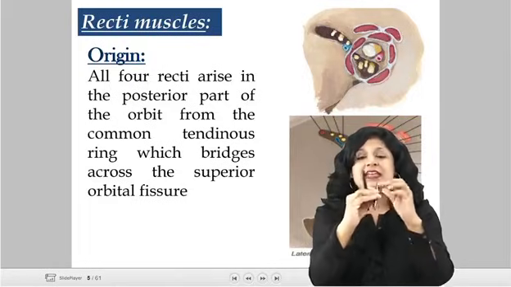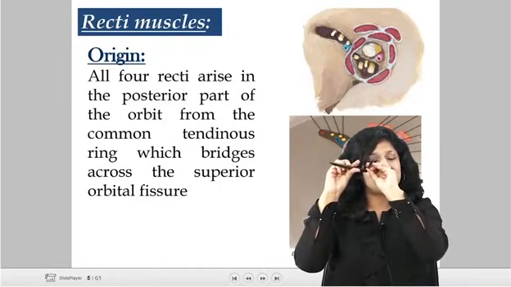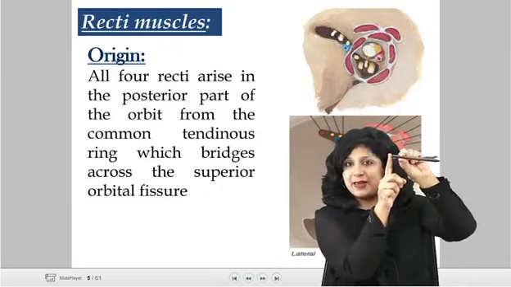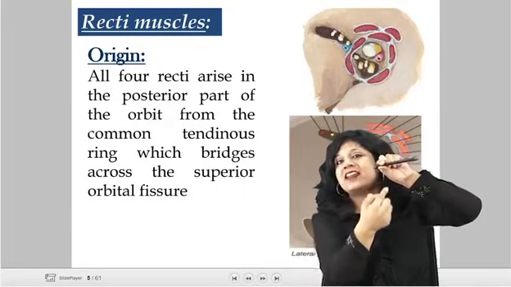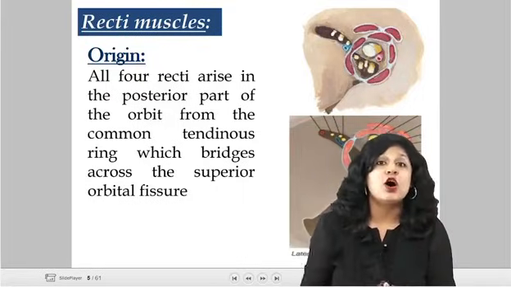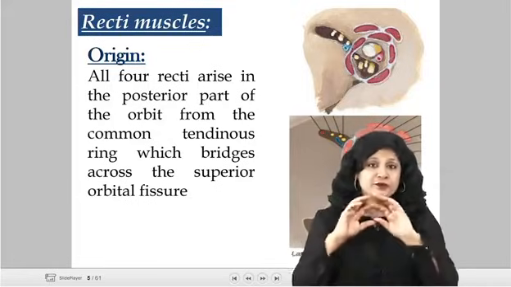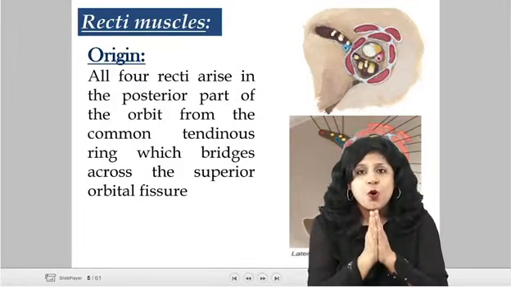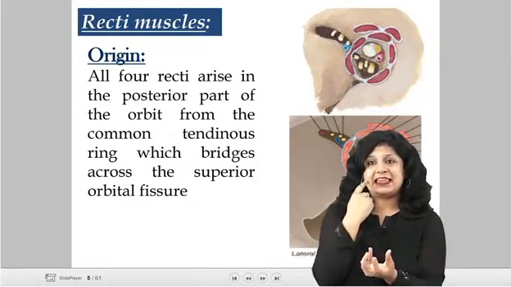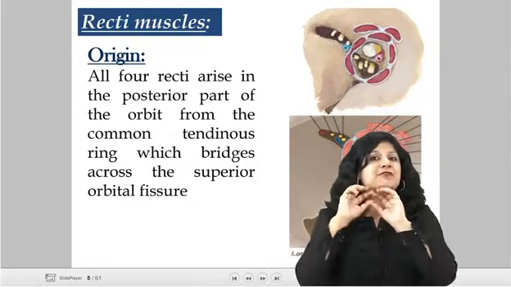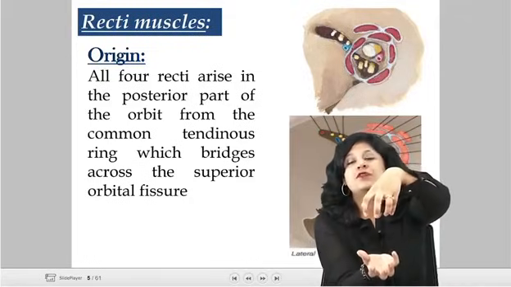Now at the apex of the orbit, suppose this is your medial wall and this is the lateral wall. At this apex posteriorly we have the tendinous ring called the annulus of Zinn. Annulus means round. The annulus of Zinn gives origin to all 4 rectus muscles. Their parent is the same, lying at the apex of the orbit, and from there the muscles come and converge over the sclera.